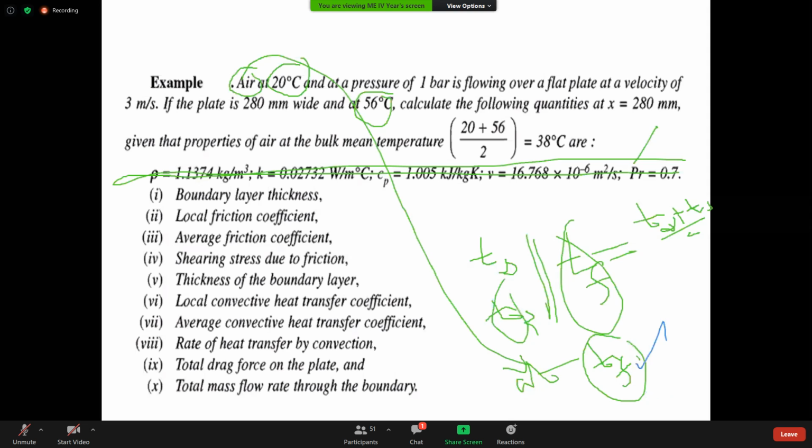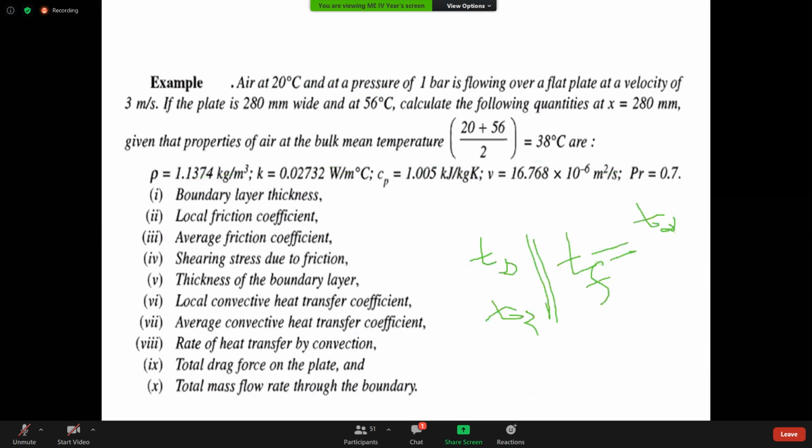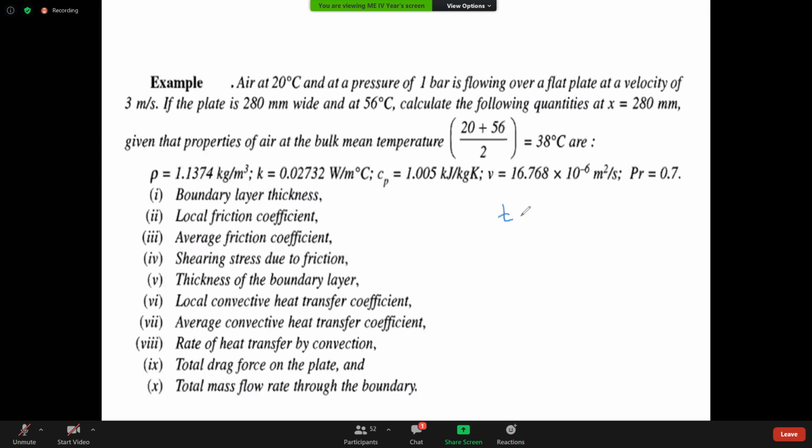These are the common steps. In general, I'm discussing the steps, I'm not talking about this particular problem. After calculating the TF, you have to get the properties from the data book corresponding to the particular TF and fluid. Air is air, water is water, engine oil is engine oil, whatever it is. After taking that, you have to calculate the Reynolds number. That is important.